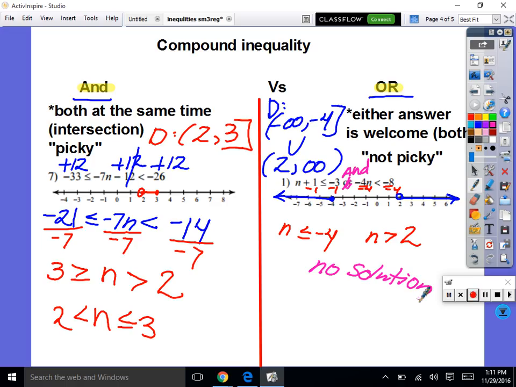I changed the or to an and, making this a whole new problem. So do you see what I'm saying? If this was and, then it has to be where they intersect. Do they ever intersect? No. So there'd be no solution. Okay, questions on and versus or? Or, everybody's welcome, both answers are welcome. And is picky, it's the intersection of them both. Okay, awesome. That is it.